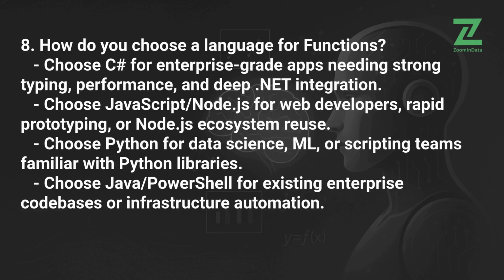8. How do you choose a language for functions? Choose C# for enterprise-grade apps needing strong typing, performance, and deep .NET integration. Choose JavaScript/Node.js for web developers, rapid prototyping, or Node.js ecosystem reuse. Choose Python for data science, ML, or scripting teams familiar with Python libraries. Choose Java, PowerShell for existing enterprise codebases or infrastructure automation.